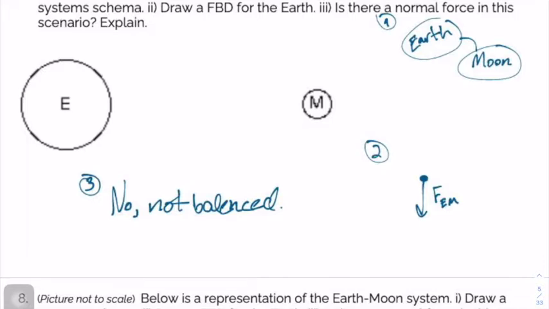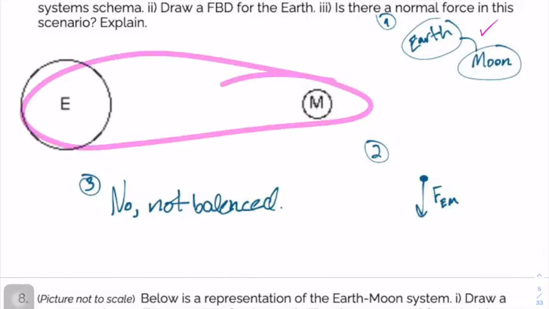Okay, so I would agree that we've got Earth, Moon. This one, force is going in the wrong direction because, again, the free body diagram has to align with your picture. And then I'm not sure what balanced has to do with normal force. Normal force is whether or not things are in contact.